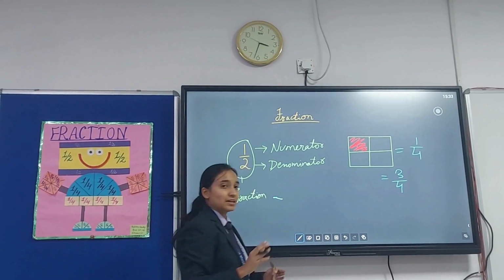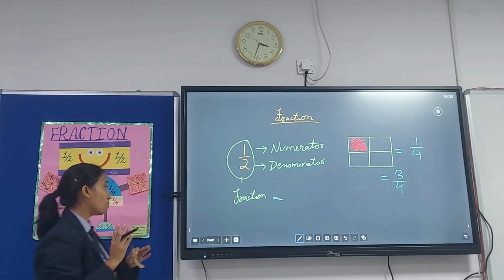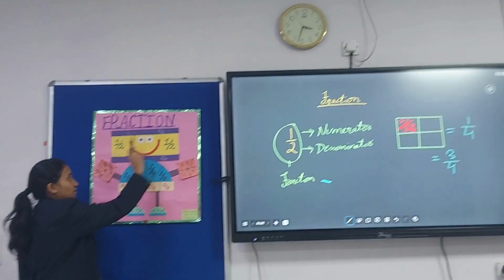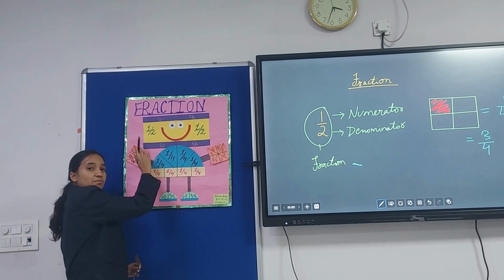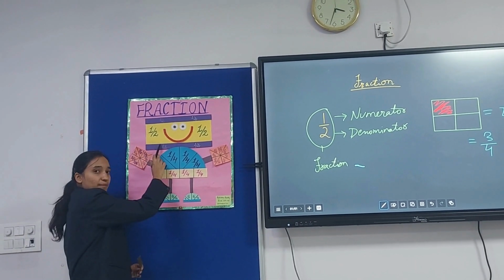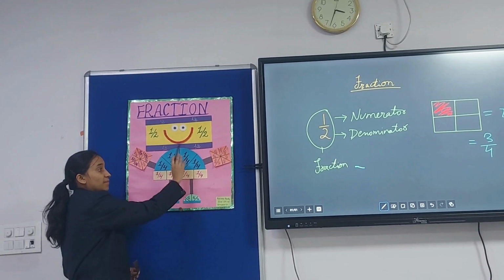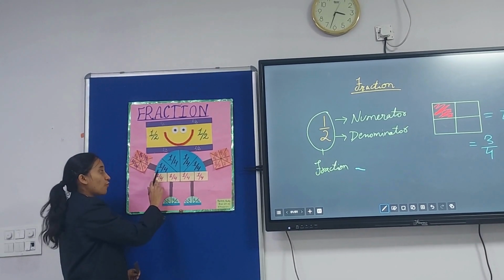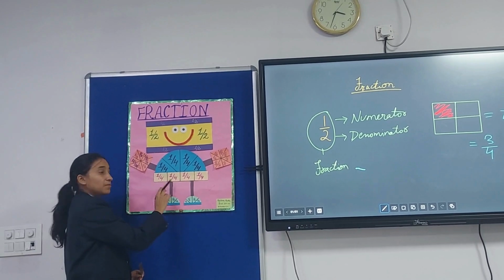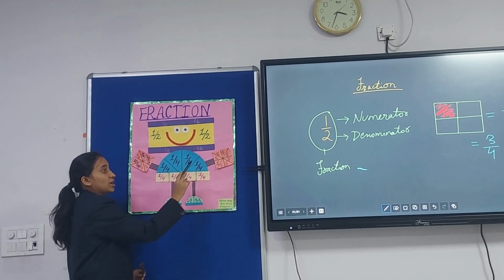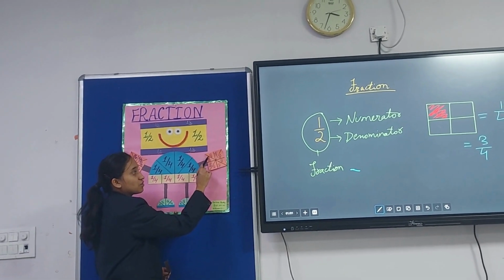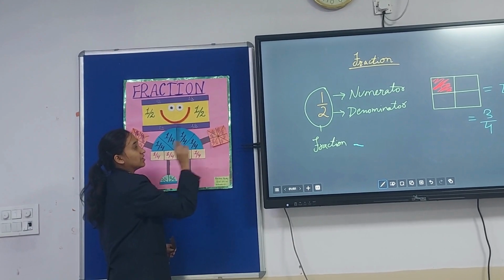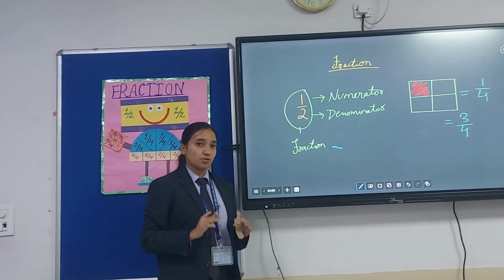So now let's learn more from this fraction robot. Now as you see, the face is divided into two equal parts. So each part will be represented as 1 by 2, 1 by 2. The stomach is divided into how many parts? 4 equal parts. So each part will be 1 by 4, 1 by 4. The hands are divided into how many parts? 8 equal parts. So each part will be 1 by 8, 1 by 8. Now you have learned about the fraction.